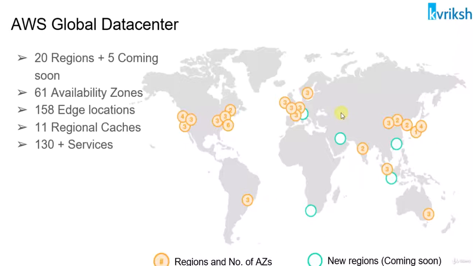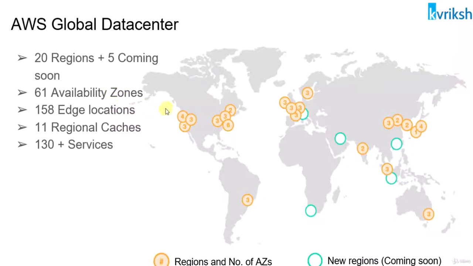In Europe, there are a couple of regions, and in all there are 20 regions at the moment, and 5 more regions coming soon in 2019. When you deploy services, we can choose which regions we need to deploy in. Every region is further comprised of typically 2 or more data centers. That's for high availability of AWS services, and those data centers are called availability zones. We will learn more about it shortly.